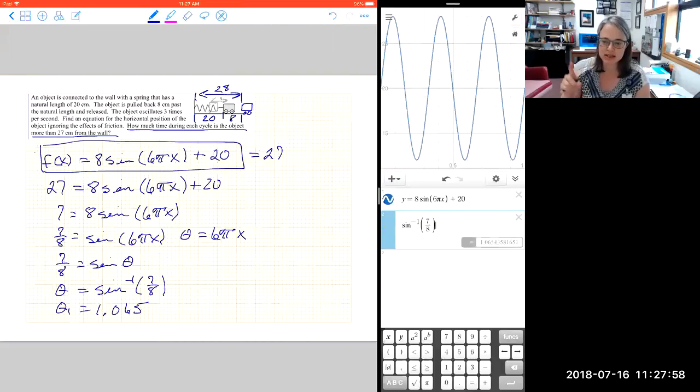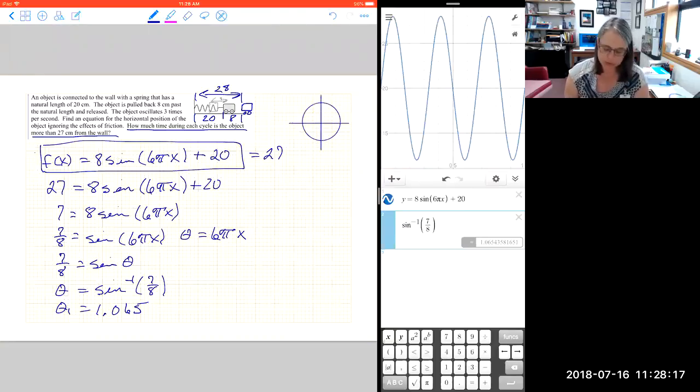How do I get to another? I know I've got to have 2, so how do I get to another angle that has that same sine? Well, envision your unit circle. It's not a very good circle. That's a better circle.